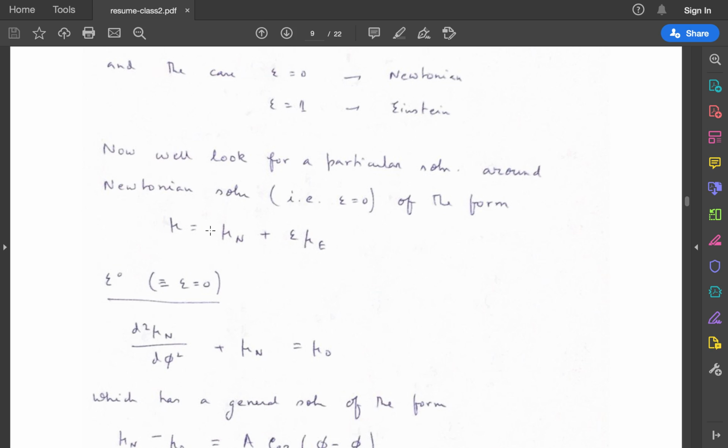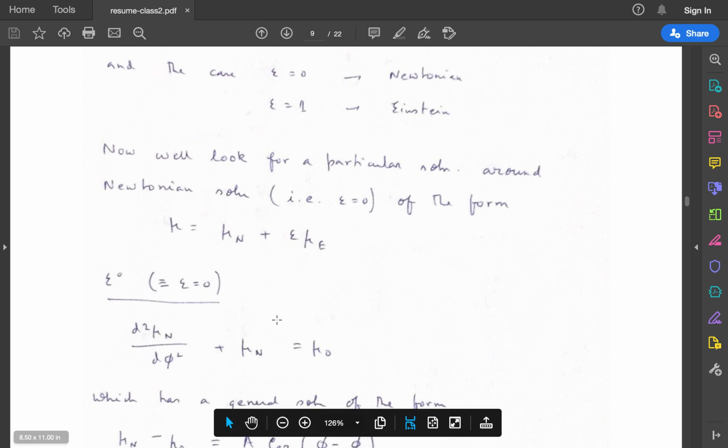But the general solution is nothing but a solution around the Newtonian one. So let us first find the Newtonian solution. So what is the Newtonian solution? The Newtonian solution is of the order epsilon 0, which is nothing but epsilon equal to 0. So we have this equation.